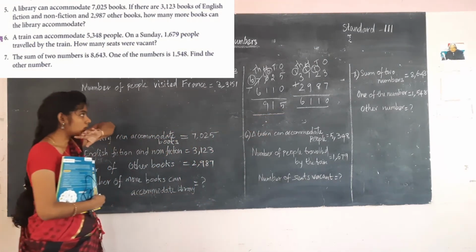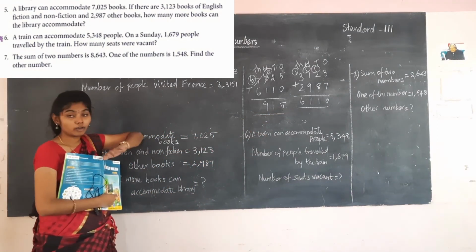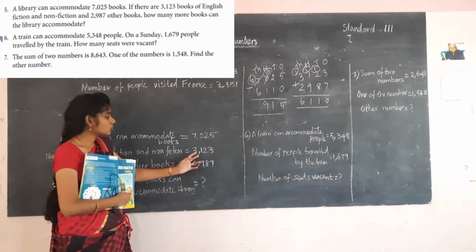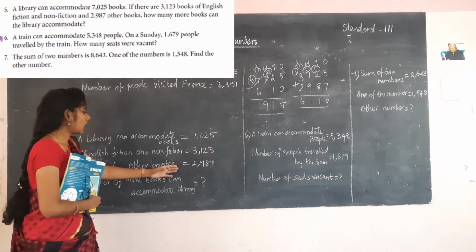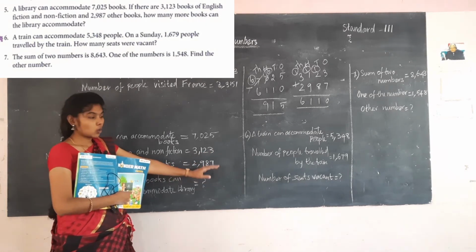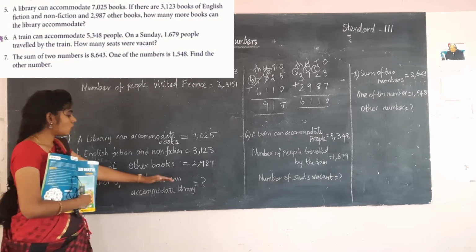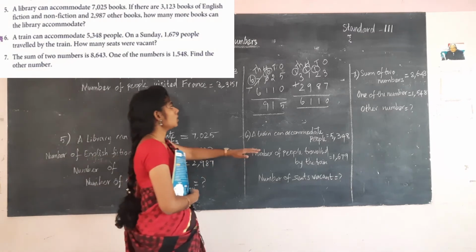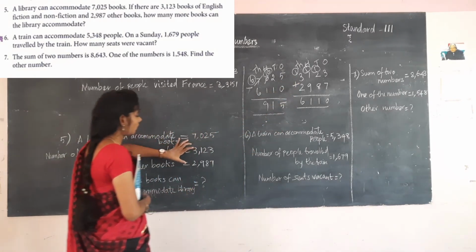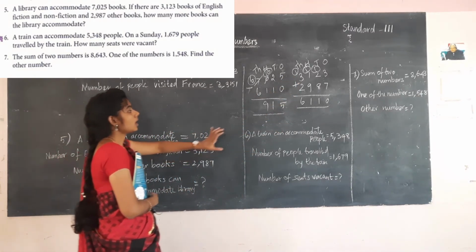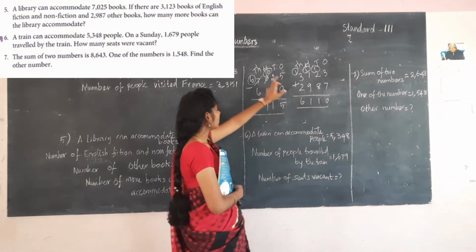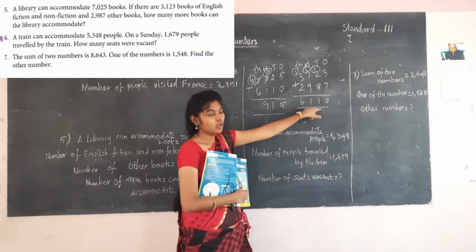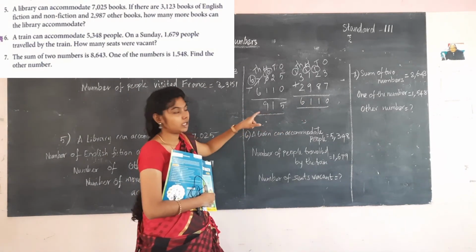So totally how many books are there? 7,025 books can be accommodated in the library, and there are fiction and non-fiction English books, 3,123, and other books, 2,987. So here we have to find how many more books the library can accommodate. To find this, we have to add these two book numbers which are placed in the library. Then from the total number that can be accommodated, we have to subtract this number. Then you will get the answer how many more they can accommodate.